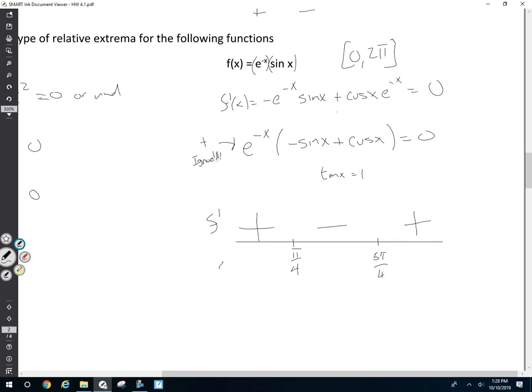So f is going up, going down, going up. Let's not assume things are going up, down, up. All depends on the situation. Pi over 4 is max. 5 pi over 4, min.